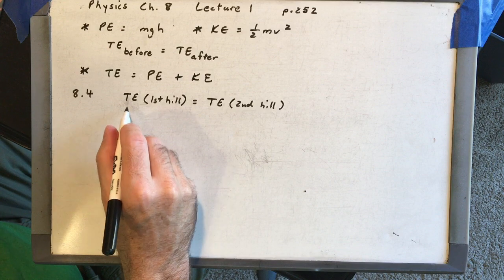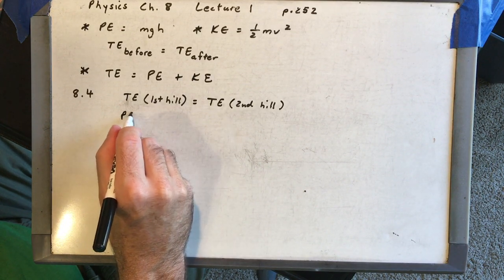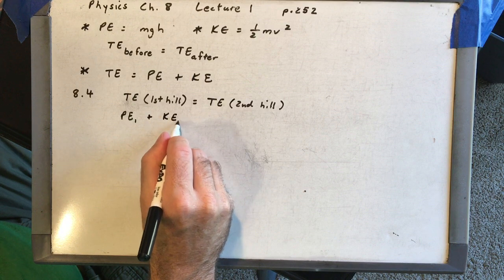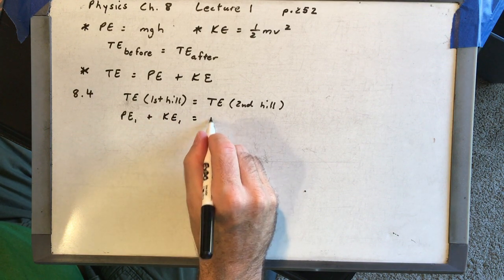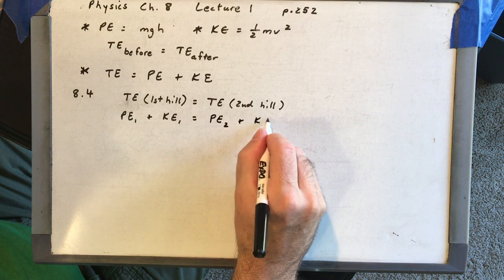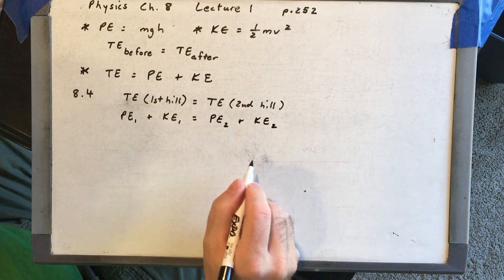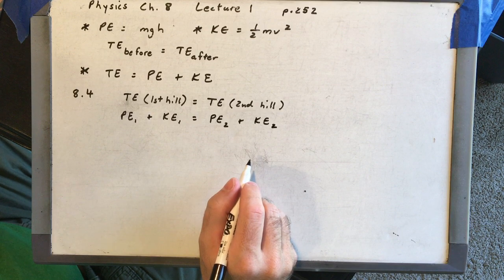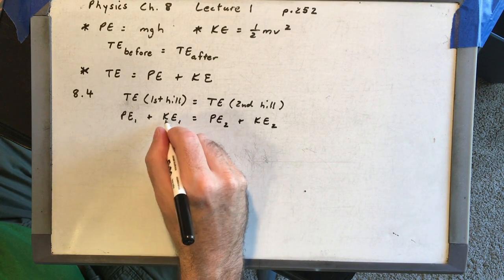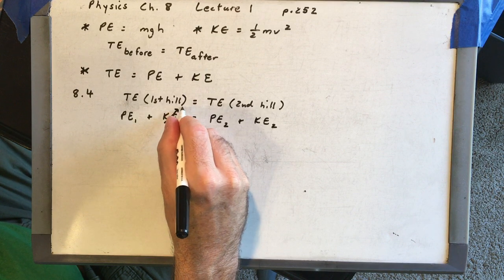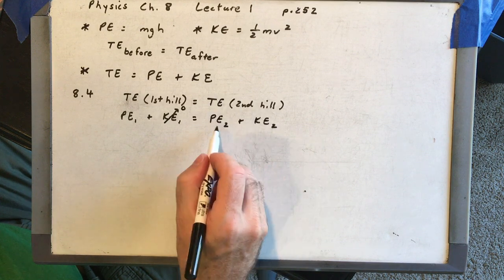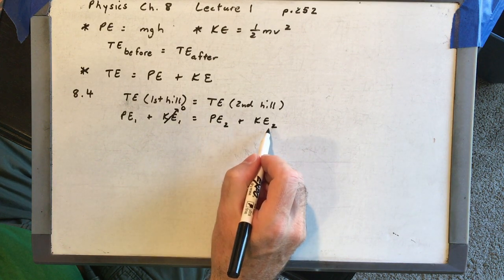All right, so let's say that potential energy at the first hill plus kinetic energy at the first hill has to equal the potential energy of the second hill plus the kinetic energy of the second hill. At the first hill we do have height, it's 21 meters, but he stopped, so we have no kinetic energy. At the second hill, though, we have both height and the bike is moving.